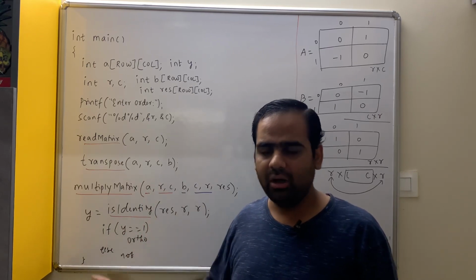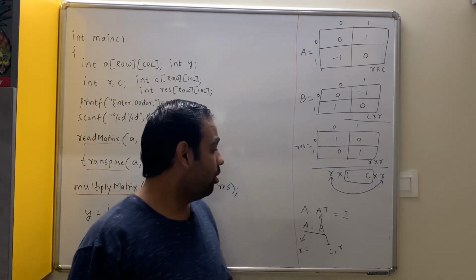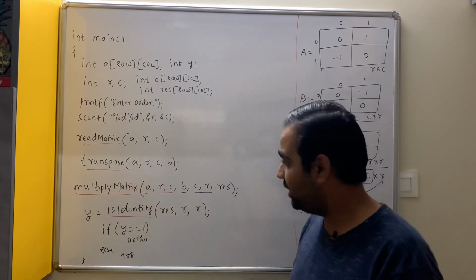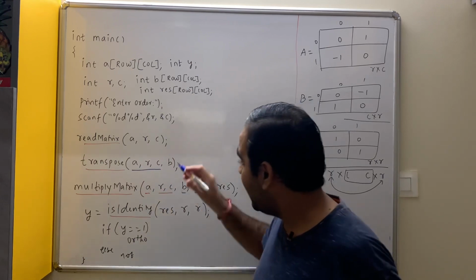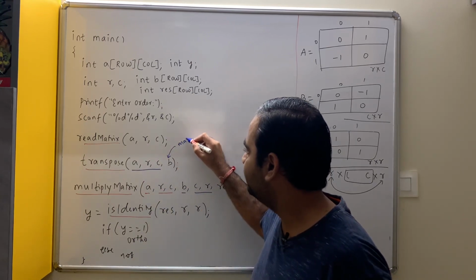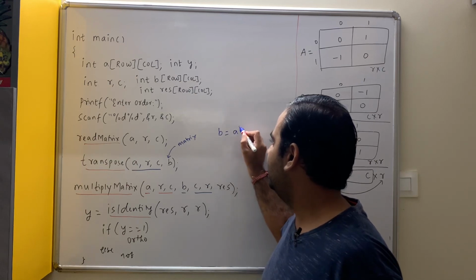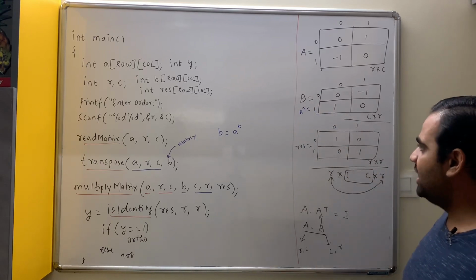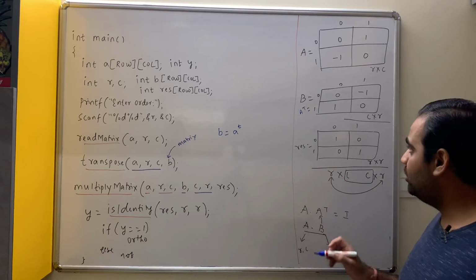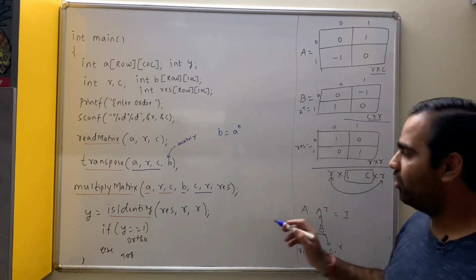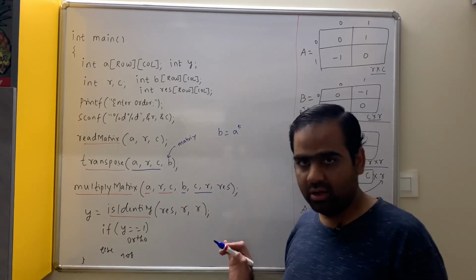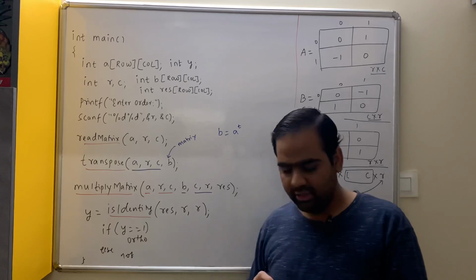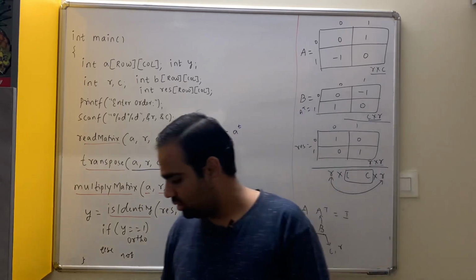Very important question: how will you find whether the matrix is an orthogonal matrix or not? Now see here, if A is the matrix, you find the transpose of matrix A of order R cross C and store it in another matrix B. Now B is nothing but A transpose. Now you have to multiply A into A transpose, that is nothing but A into B. A is of order R cross C, B is of order C cross R, and you want to store it in the resultant matrix. The resultant matrix is of order R cross R. That is what we will check with the identity matrix and verify whether it is an orthogonal matrix or not.